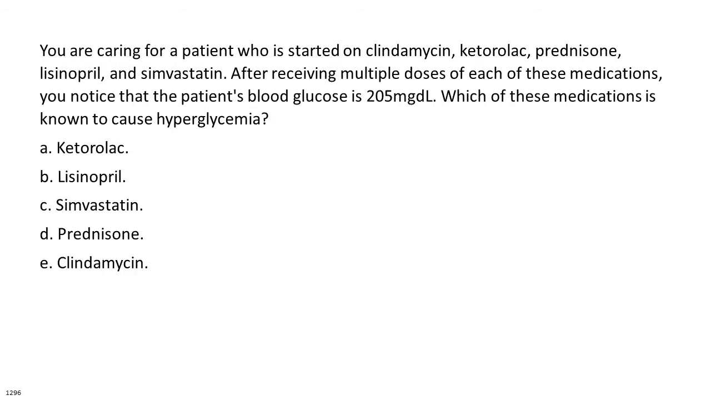You are caring for a patient who is started on clindamycin, ketorolac, prednisone, lisinopril, and simvastatin. After receiving multiple doses of each of these medications, you notice that the patient's blood glucose is 205 mg per deciliter. Which of these medications is known to cause hyperglycemia? A. Ketorolac. B. Lisinopril. C. Simvastatin. D. Prednisone. E. Clindamycin.